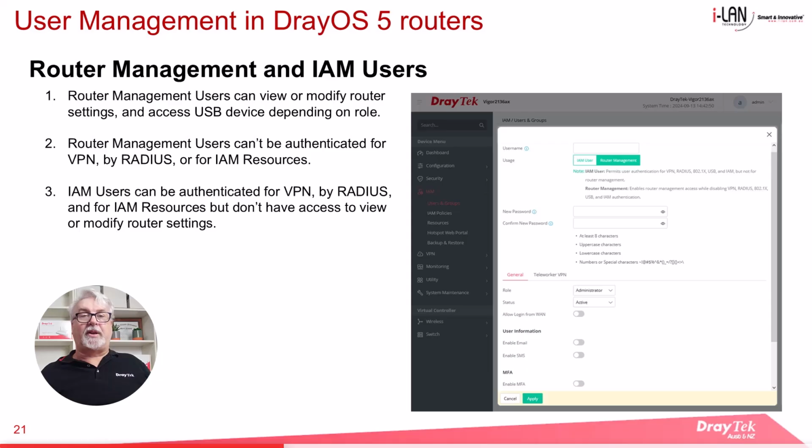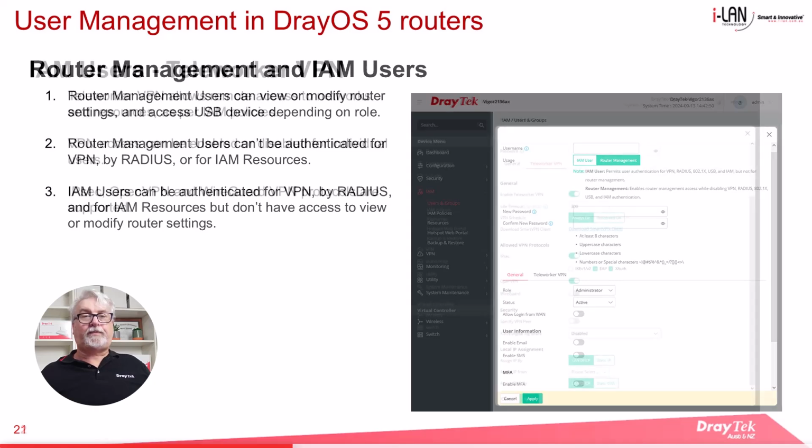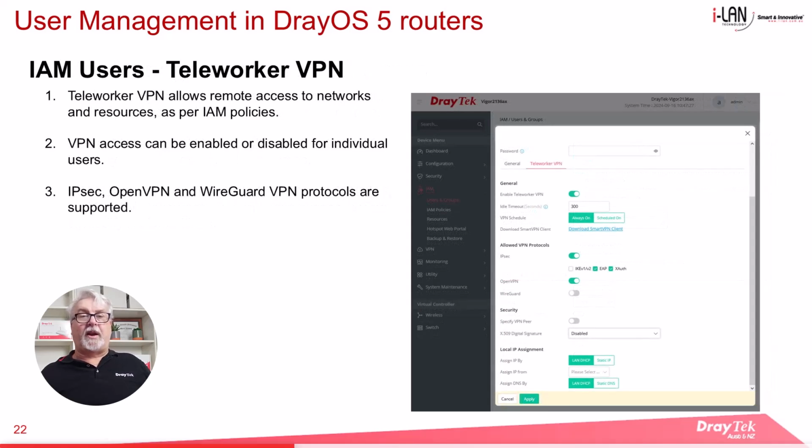Router management users can log into the router and view or change its configuration depending on their role, but their user accounts can't be used for authentication to access network resources or services such as VPN logins. The default admin account is a router management user. IAM users can authenticate for access to network resources, such as logging into a VPN, but they can't access router configuration or management functions. We'll cover IAM resources in more depth later on, but they can be defined in flexible ways in DrayOS 5 to provide additional security controls for many practical applications.